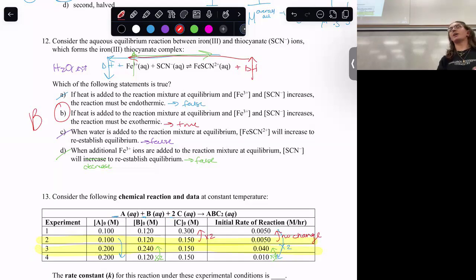It means the entire system, right? If you had a beaker of this, they're saying they're adding more water to the beaker. You're not just adding it to the reactants, or just adding it to the products. You're adding it to the whole thing. Yep. Yeah, for sure.